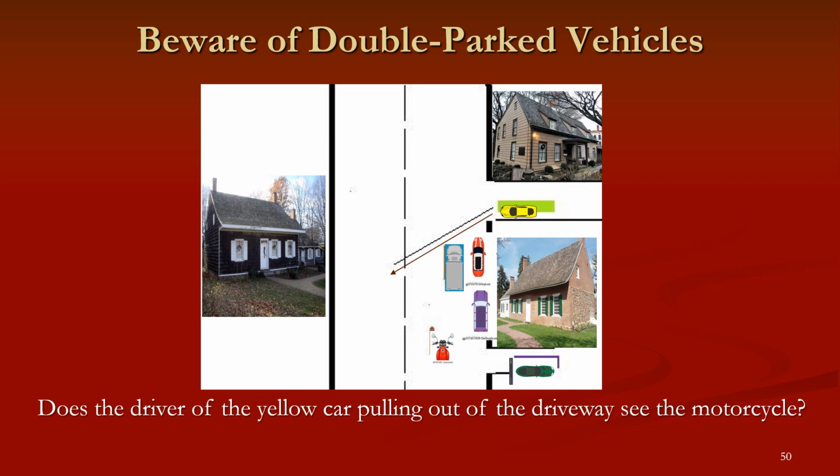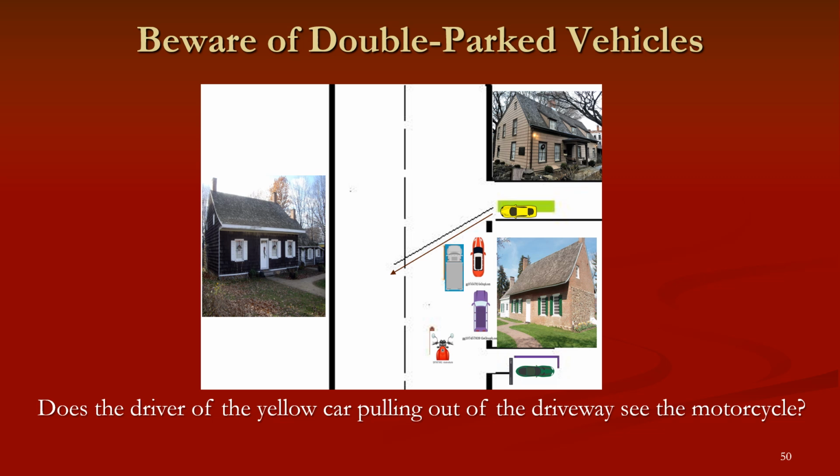Here's another situation where a motorcycle is driving down a side street and there's driveways and houses, and let's say this yellow car is going to pull out of the driveway, and we've got some double parked cars here. Maybe it's a UPS truck making a delivery or something like that. So, a couple of questions again. Does the motorcyclist see the car pulling out of the driveway? Probably not. And does the driver of the car see the motorcycle? Probably not also. So again, what can we do here to avoid a crash?